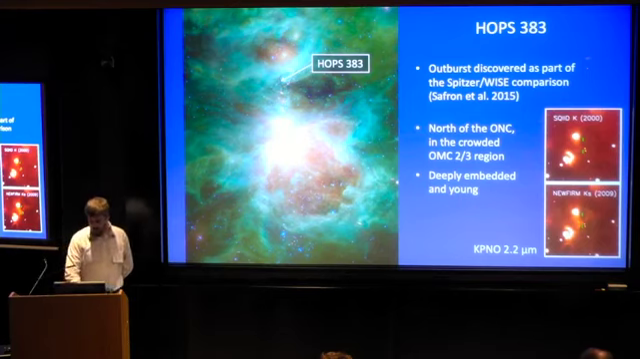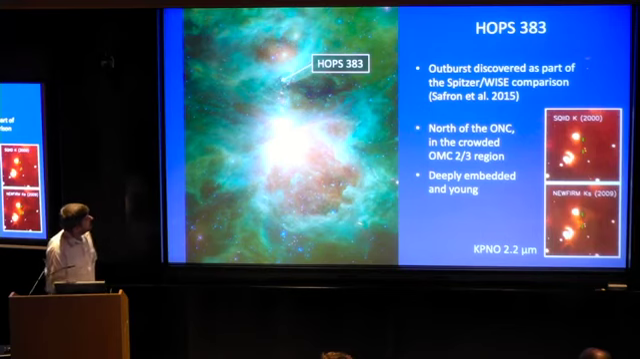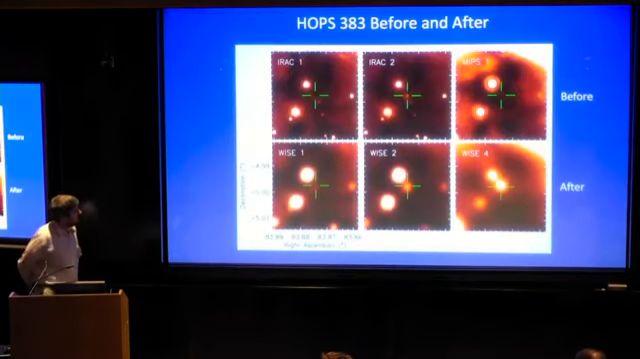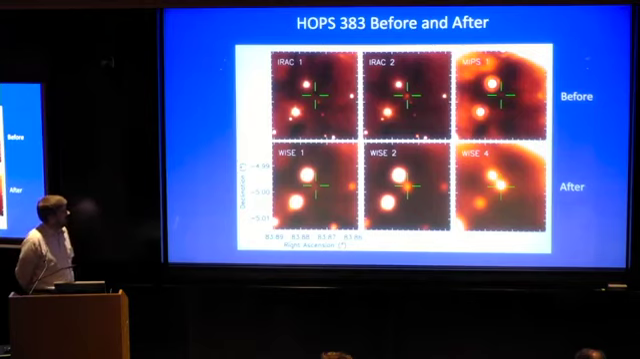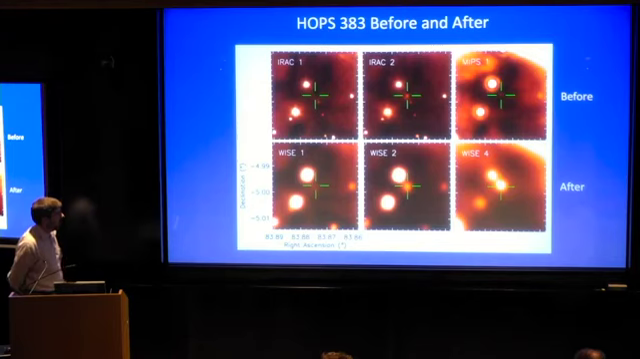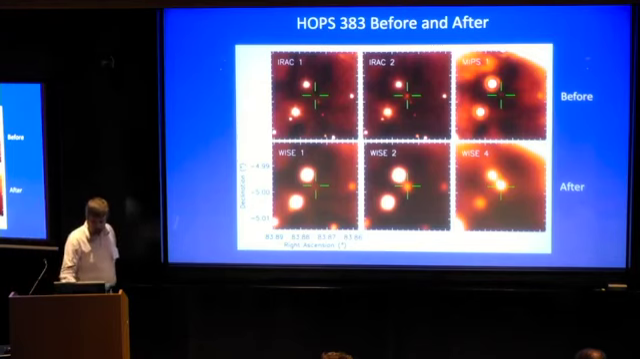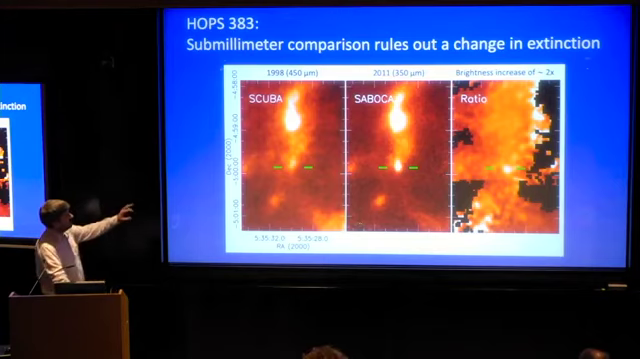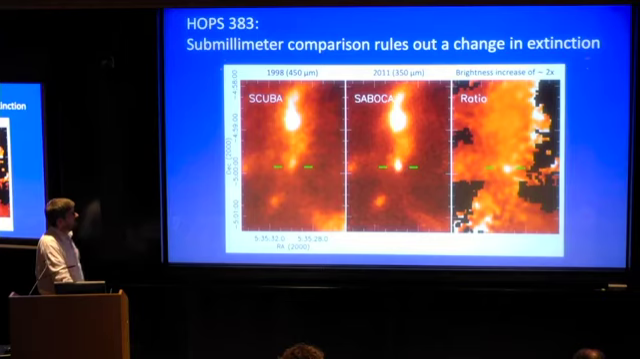This one, not advancing all of a sudden. There we go. Here's the before and after, where it's nearly invisible in MIPS and then becomes very bright in the WISE 22 micron image after the fact. And here, if we look at the submillimeter data, it becomes brighter at submillimeter wavelengths as well. So this points to it being a true outburst.